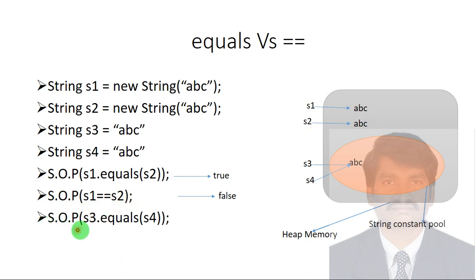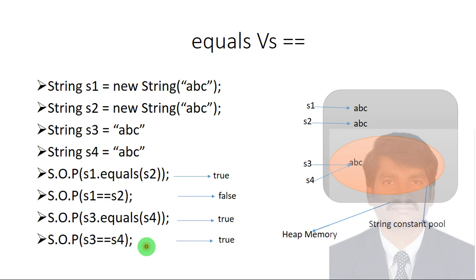And System.out.println of s3.equals(s4). What is s3? abc. What is s4? abc. So contents are same, it will return true. Now I am trying to compare System.out.println of s3 == s4. Guys, s3 is pointing to this object and s4 is also pointing to the same object, which means both will hold the address of this object. So when you say SOP of s3 == s4, it will return true.